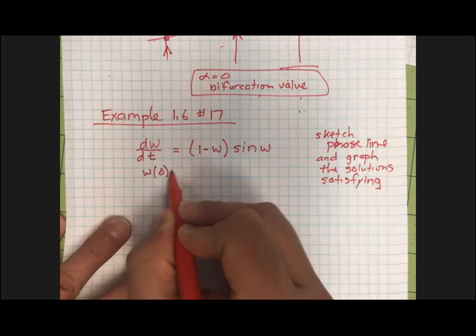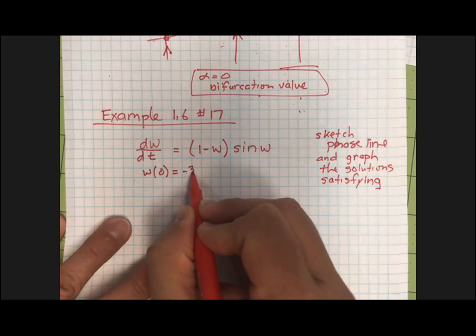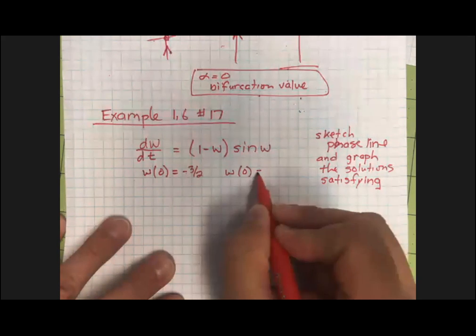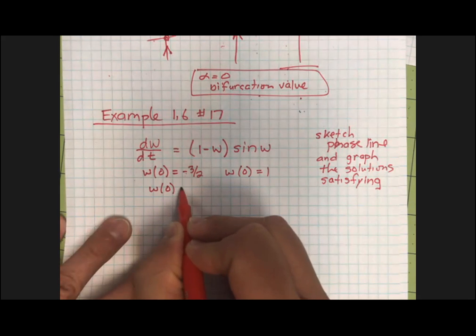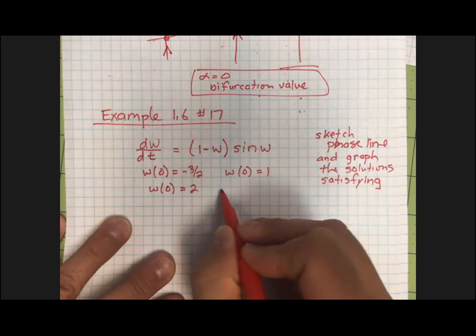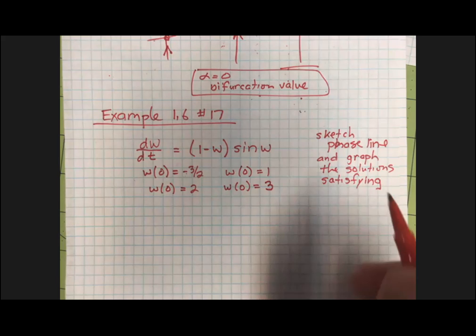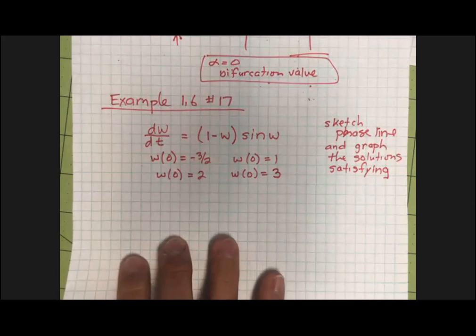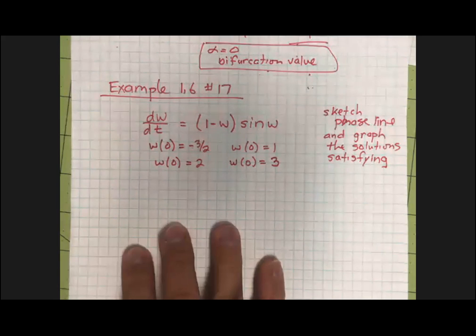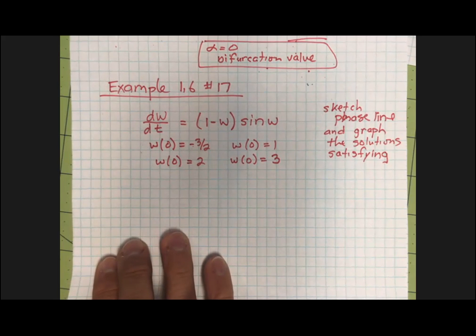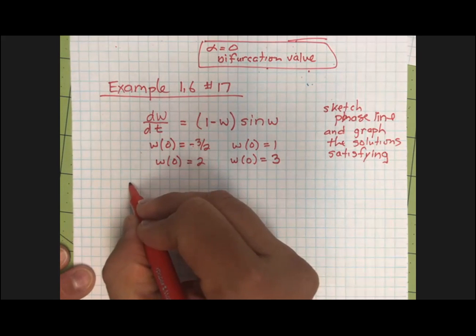W of 0 is minus 3/2. W of 0 is 1. W of 0 is 2. W of 0 is 3. The reason I like this problem is because it's a reminder of what a phase line really is, really does. So we can sketch the phase line, no problem. But remember, the phase line is a collapsed version of the slope field. So let me do this. Let me draw a phase line right over here.